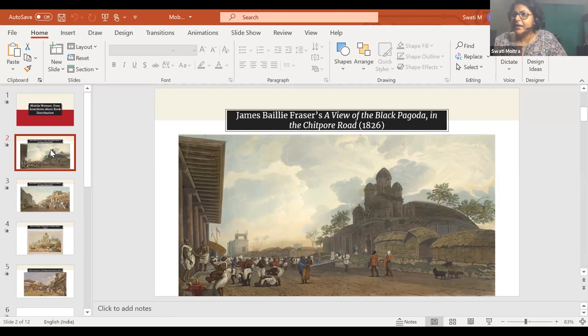Now, in the beginning, as I was preparing for this presentation, I turned to colonial era paintings, such as the one that you see in front of you right now. I turned to paintings of the Chitpur Road, hoping to catch a glimpse of the mobile men and women of the book trade at the time.